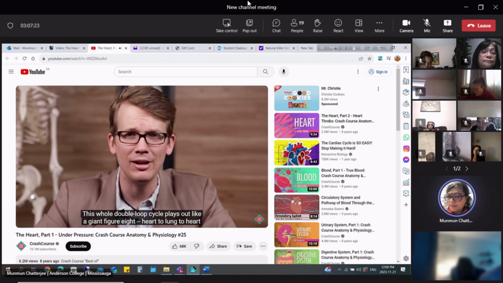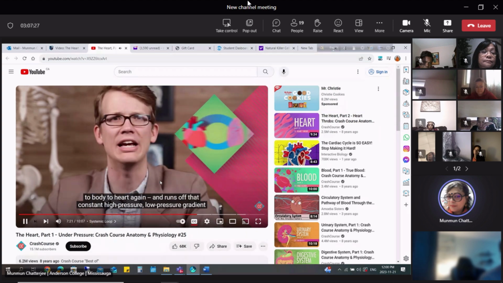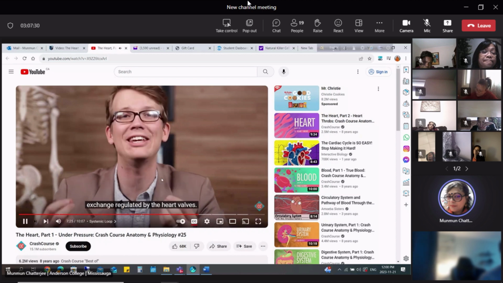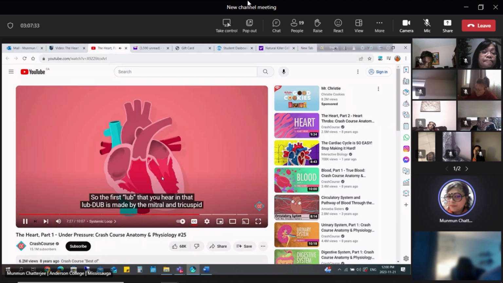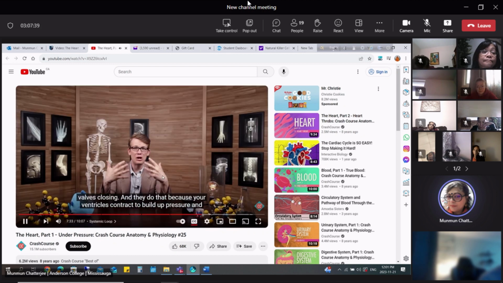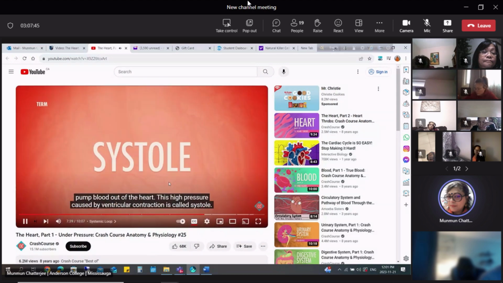This whole double loop cycle plays out like a giant figure eight, heart to lung to heart to body to heart again, and runs off that constant high pressure, low pressure gradient exchange regulated by the heart valves. So the first lub that you hear in that lub-dub is made by the mitral and tricuspid valves closing. And they do that because your ventricles contract to build up pressure and pump blood out of the heart. This high pressure caused by ventricular contraction is called systole.